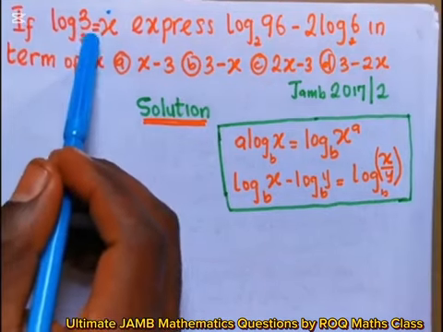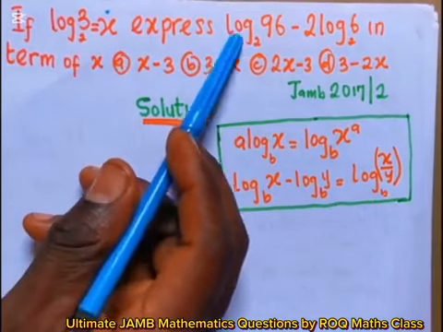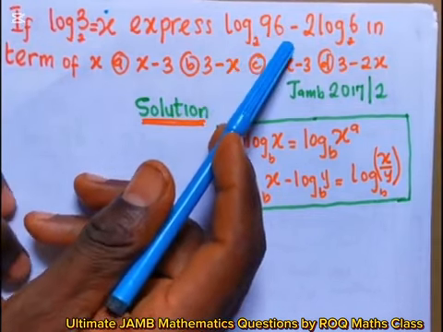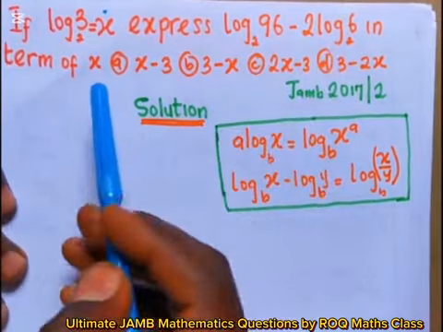If log 3 base 2 is the same thing as x, express log 96 base 2 minus 2 log 6 base 2 in terms of x.